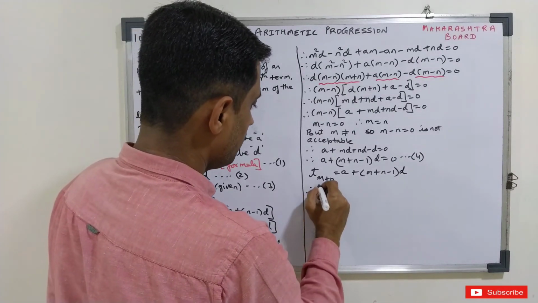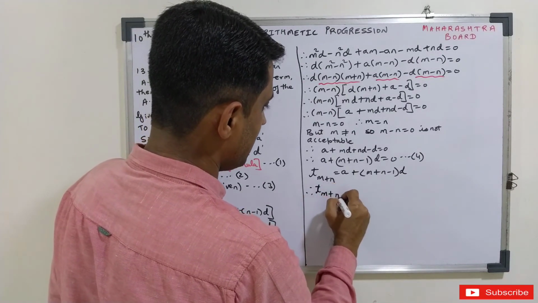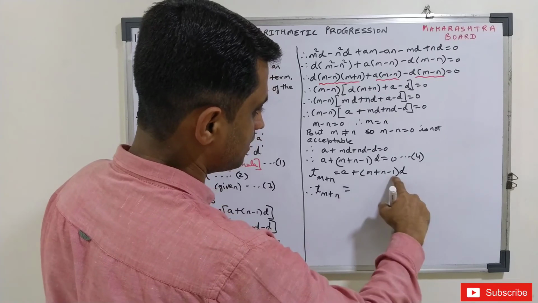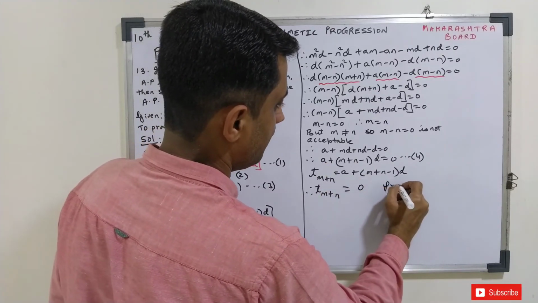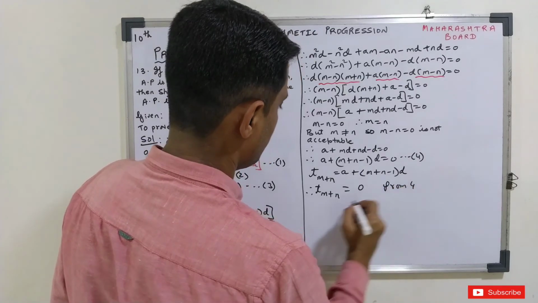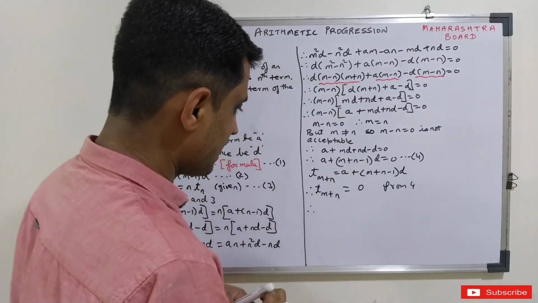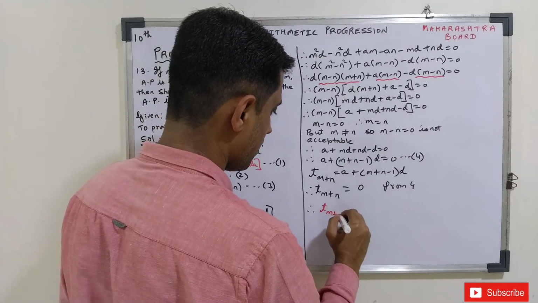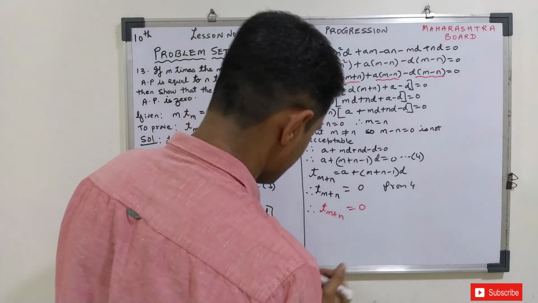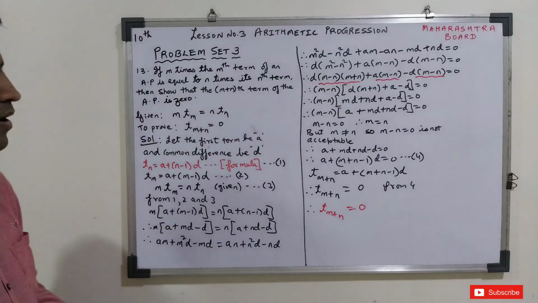So therefore M plus N term is equal to, now what is this? This is equal to 0. From where? From 4. So therefore we can say that M plus N term is equal to 0. Hence proof. This way you have to solve this sum.